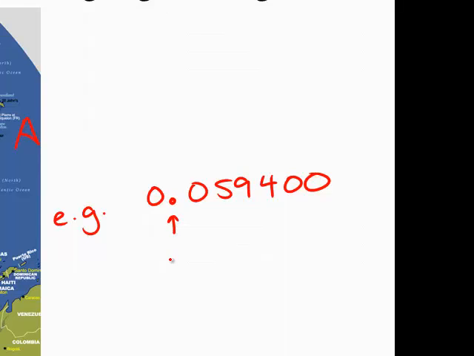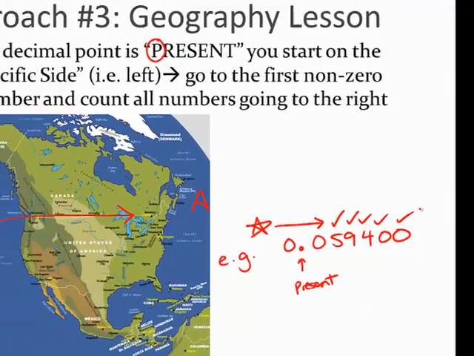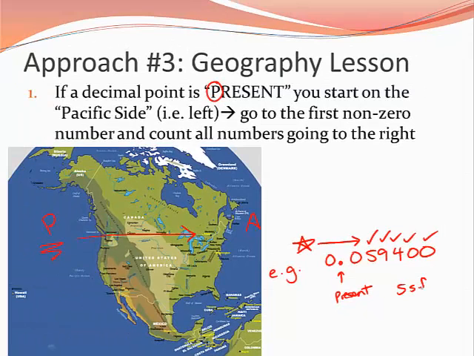So for example, if I have 0.059400, you'll notice here a decimal point is present. So I'm going to start at the Pacific side. I'm going to go till I hit the first non-zero number, and every digit after it is significant. 5 sig figs.